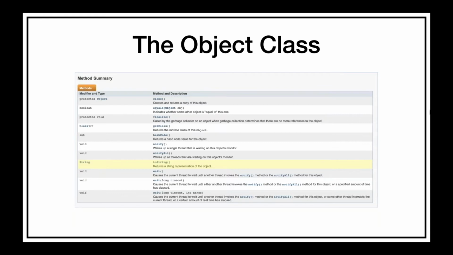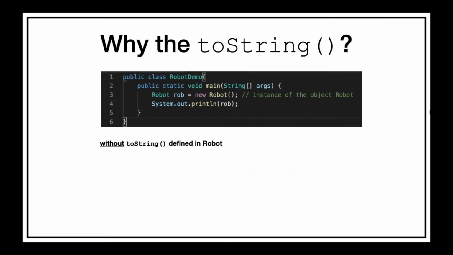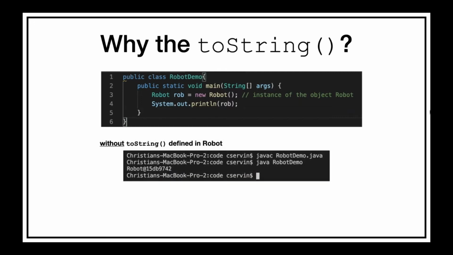Let's recall. This is the main. When we create an instance, as you can see on line 3 of Robot, we create this by using the default constructor or the no-argument constructor. The only thing we attempt to do on line 4 is to print raw, which is the instance name of Robot. Notice that we haven't declared any toString in the class Robot. Let's see what happened. If I save, compile, and run this program, we're going to get the following output.